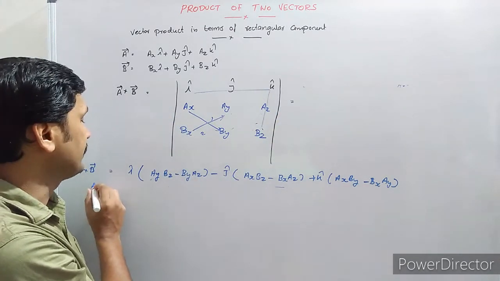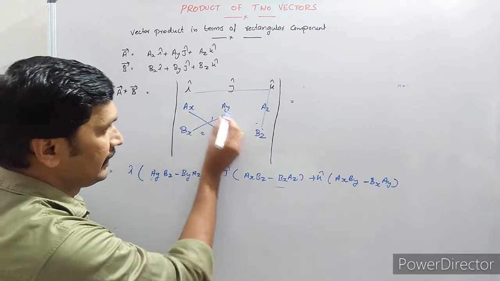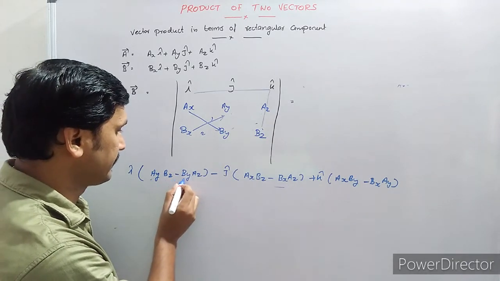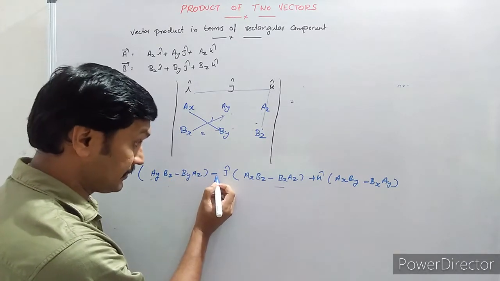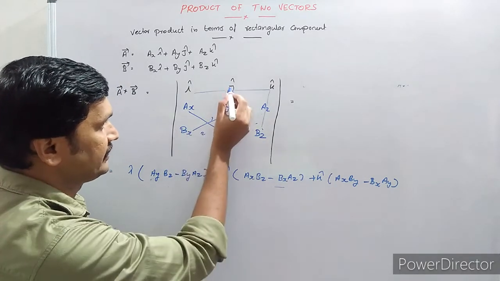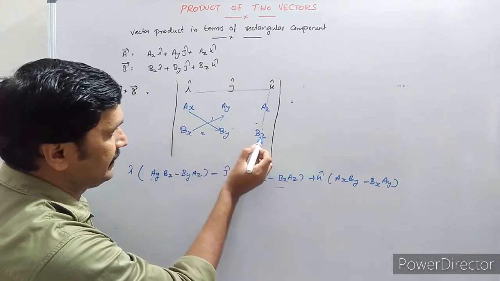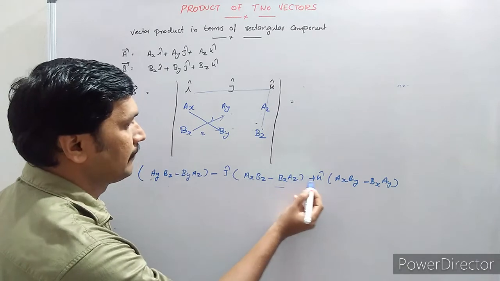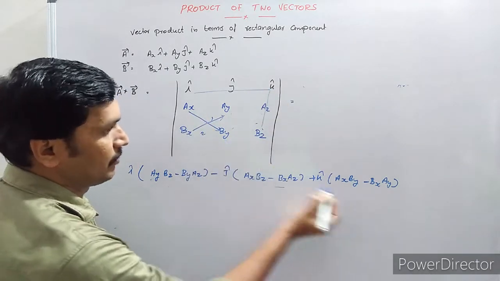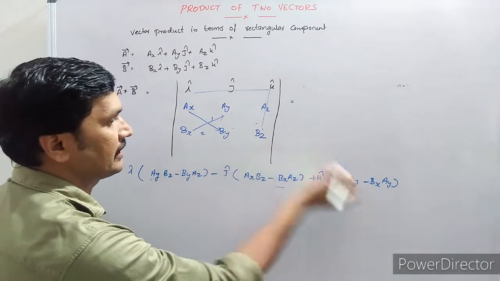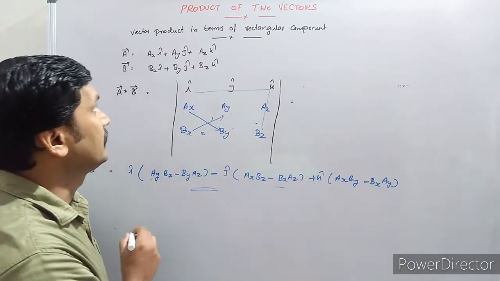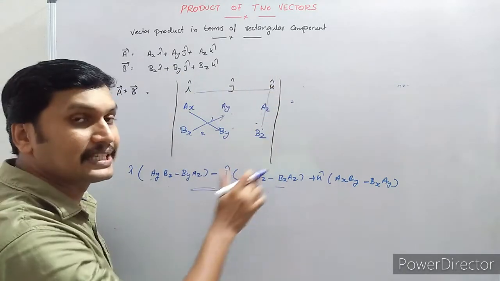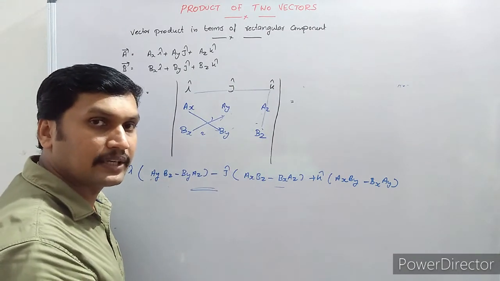So a cross b is equal to i into ay bz minus by az, the second term is minus j into ax bz minus bx az, plus the third term, that is k into ax by minus bx ay. So that is a cross b. If a and b are given in rectangular components, we can use this determinant method to find a cross b. That's all for today. Thank you.